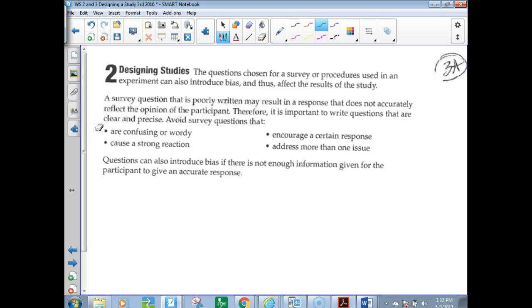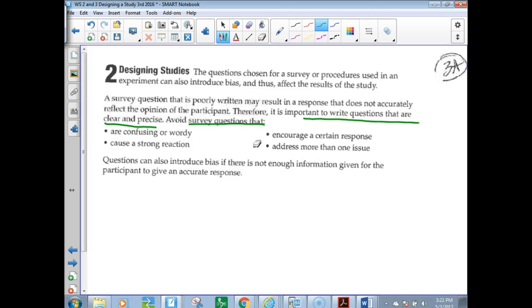They're often confusing. They often cause a strong reaction if they use improper wording. So you want to avoid questions like this. You also want to avoid encouragement to a certain response. That encourages bias. Okay, that's going to make bias happen. So it's important to write questions that are clear and precise, and they avoid questions like these.